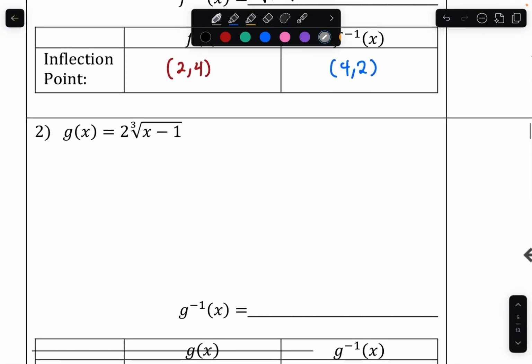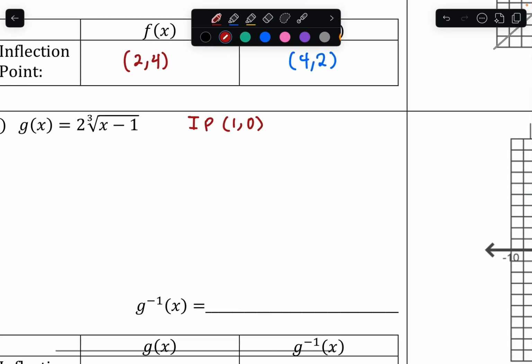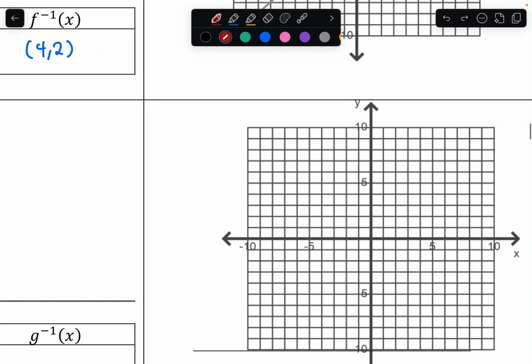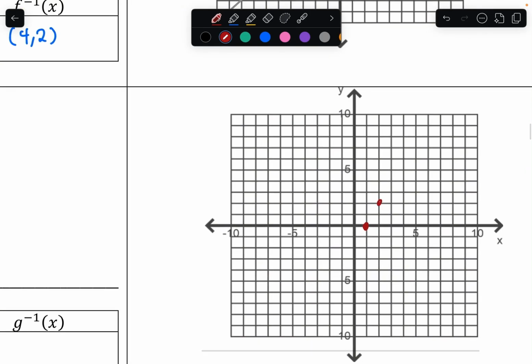Okay, this time we're starting with cube root, so I'm still going to find its inflection point. Its inflection point is right 1, so 1, but up 0, so 1, 0. And then we have a vertical stretch by 2. So I'm going to start at 1, 0, and that vertical stretch by 2 changes my slope from 1 to 2. So I go up 2 over 1, down 2 over 1. And because this is cube root, it looks like square root connected to a reflected square root.